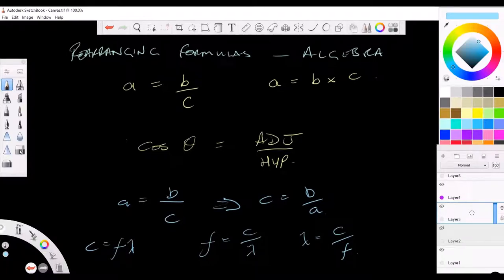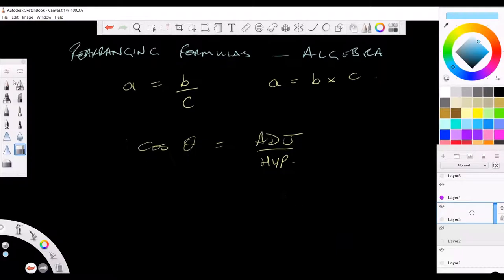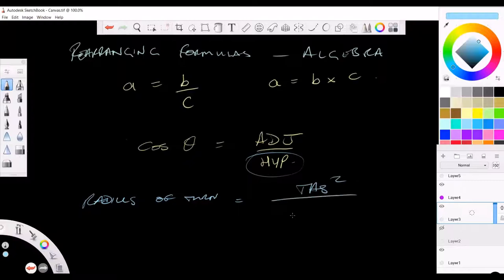So that's a way of doing that particular one. But yes, that's a shortcut. If you have a formula of this form of a division, and you want to know the one that's on the bottom of the division, you swap that with the other side, and it makes it easy. Another one you might often want to do that with is the radius of turn. Not often, but there are a couple of questions on radius of turn for principles of flight, which is TAS squared in meters per second, of course, divided by g times tan.